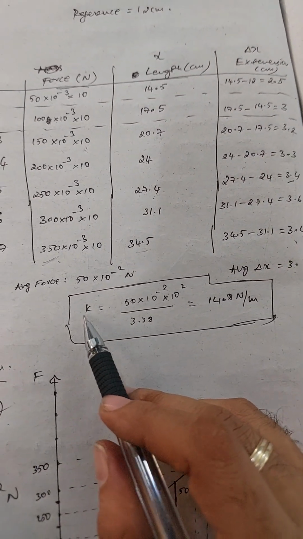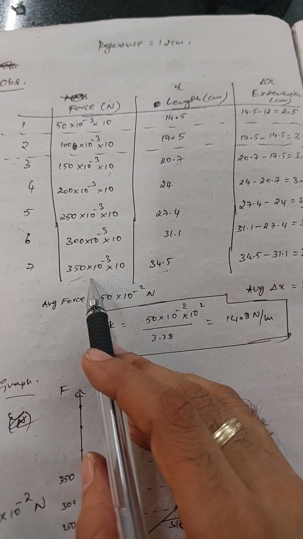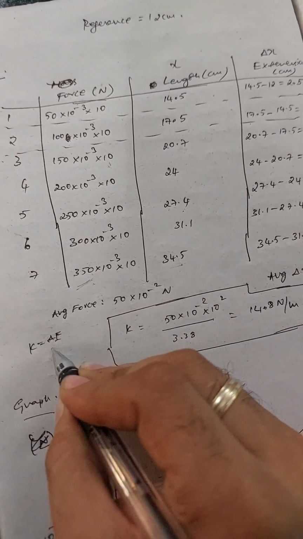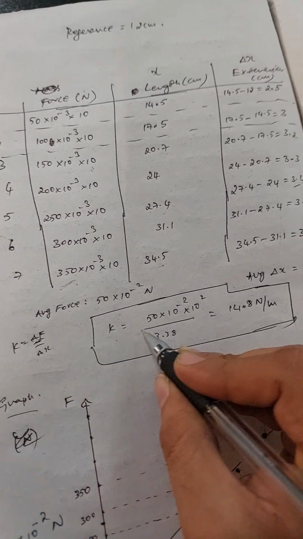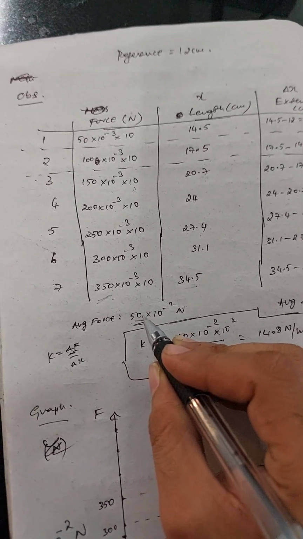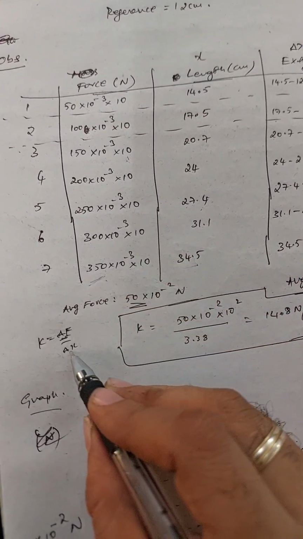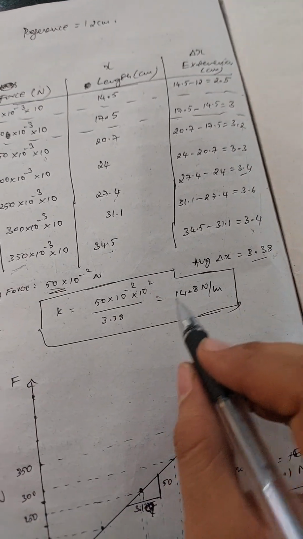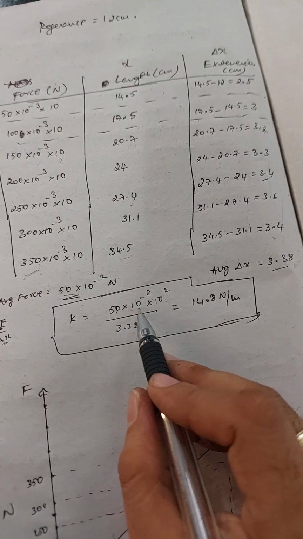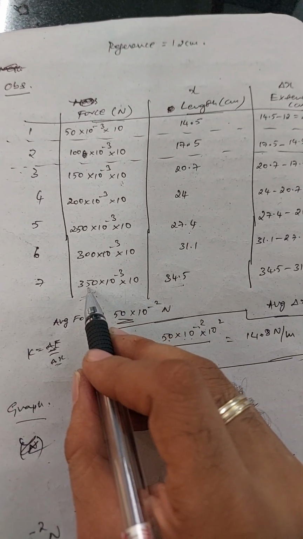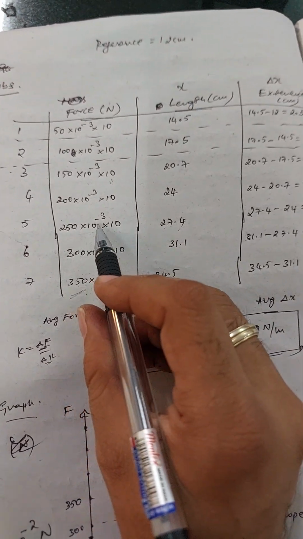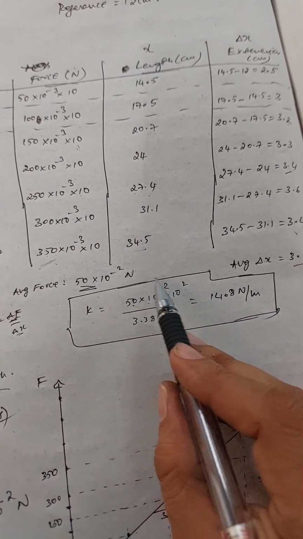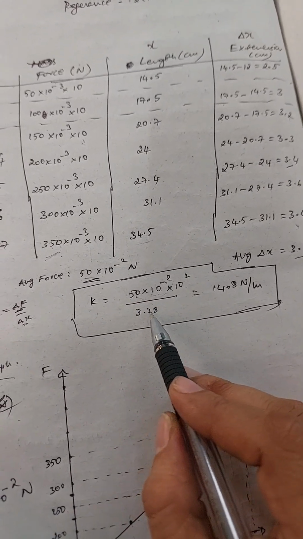Now k is nothing but the average of force divided by the average extension, because we already know k is equal to delta F by delta x. So delta F is 50 grams, that's the average, and delta x is 3.38. That's in centimeter, so I have to convert it into meters. So 50 into 10 power minus 2 newtons is the average force, because it's 10 power minus 3 into 10 is 10 power minus 2, divided by 3.38 centimeters.